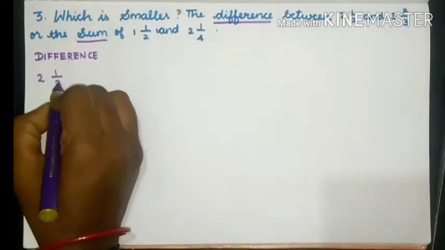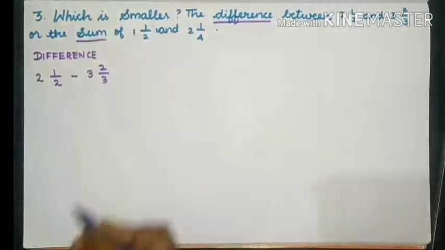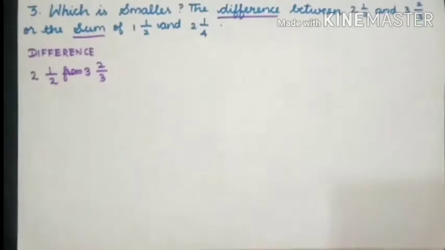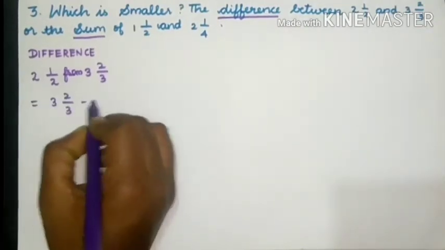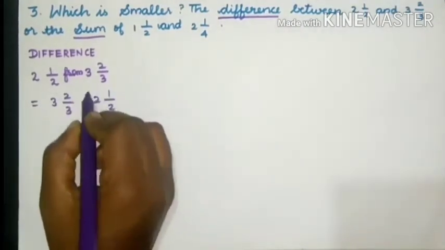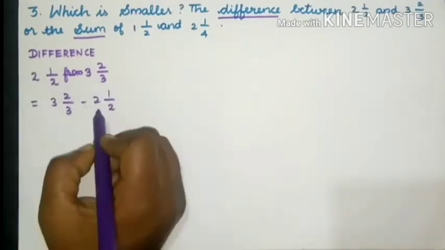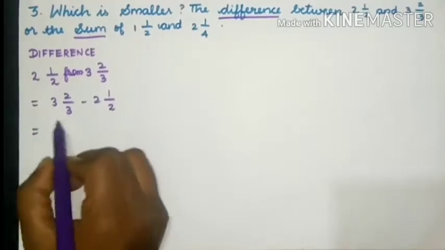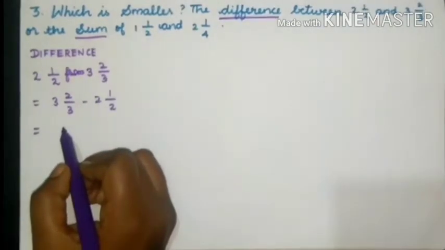2 1 by 2 minus 3 2 by 3. First let's find the difference between 2 1 by 2 from 3 2 by 3. See, 3 2 by 3 minus 2 1 by 2. From means we have to write the second fraction first and the first fraction in second place. Here the given fractions are in the form of mixed fractions.